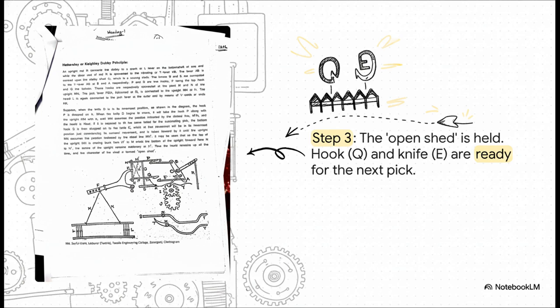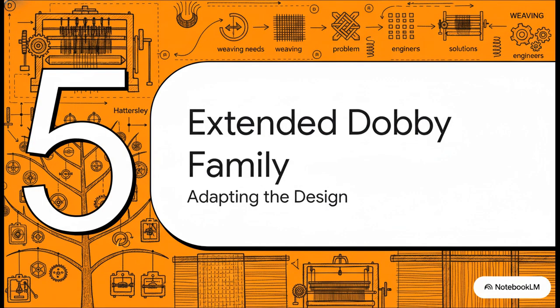In the meantime, the other set of hooks and knives, Q and E, are already moving into place, getting ready for the very next instruction from the pattern. This constant overlapping motion is what makes the double lift Dobby so incredibly fast and efficient. How clever is that?